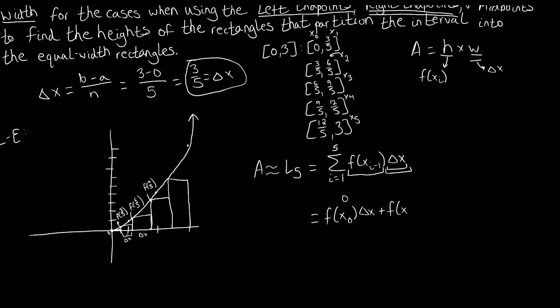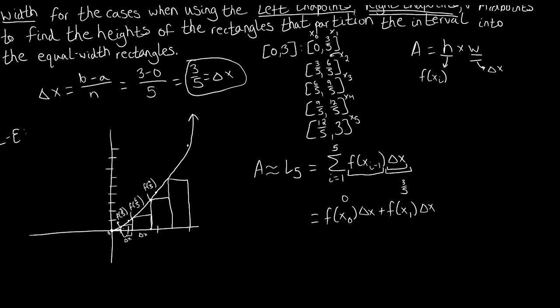Now I need to look at the second one. So we have i equals 2. So f of x sub 2 minus 1 is going to give us f of x sub 1, right? And again, still multiplied by delta x. But we talked about how x sub 1 is 3/5. Okay, and this was our second left endpoint that we talked about for our second rectangle, right? So we have this one here.